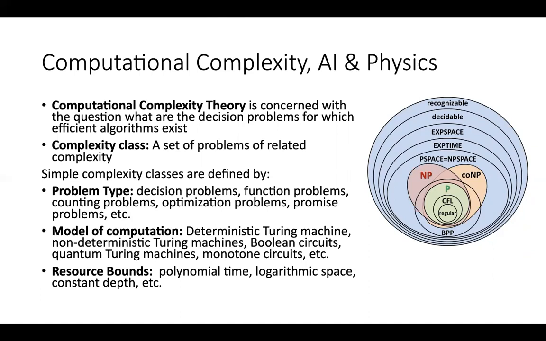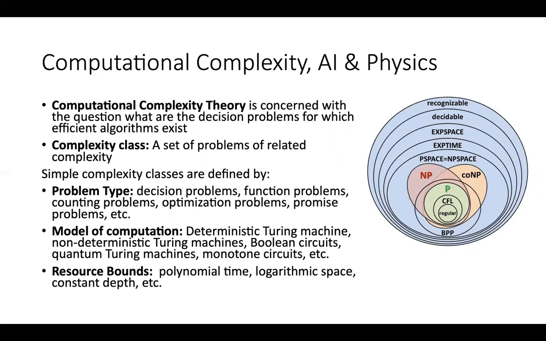So in a very simplified way, computational complexity theory is concerned with the question of what are the decision problems for which efficient algorithms exist. And so we address problems like studying complexity classes, which are basically a set of problems of related complexity. In general, a large number, if not most, but not all, complexity classes are defined by three main characteristics. So what is the problem type? Is it a decision problem? Is it, for example, an optimization problem, and so on and so forth?